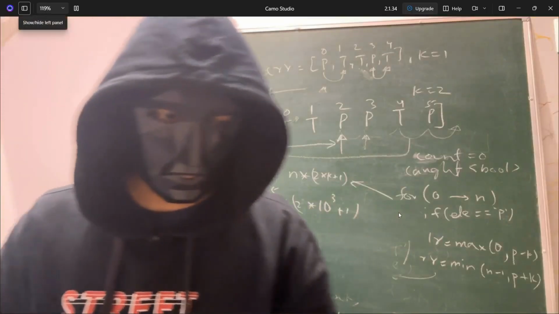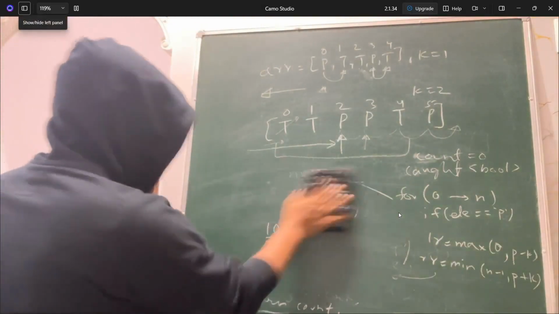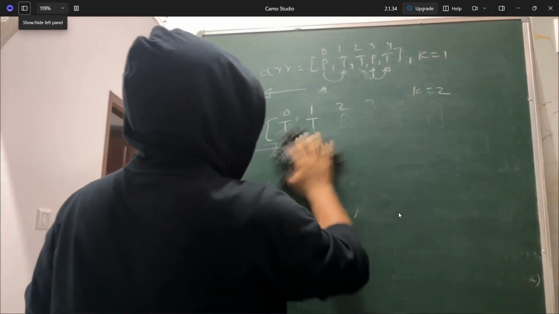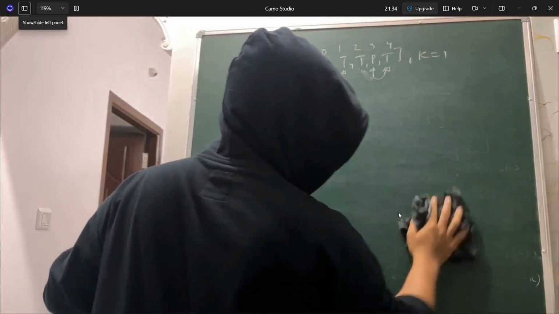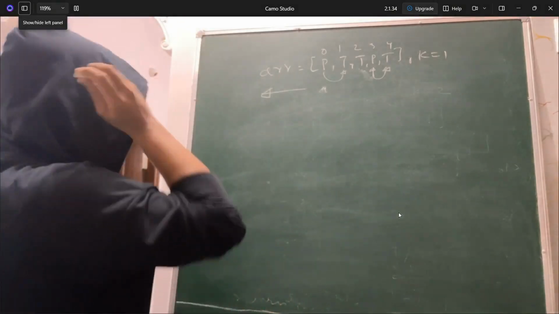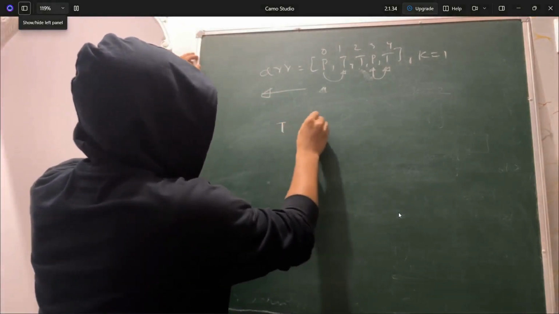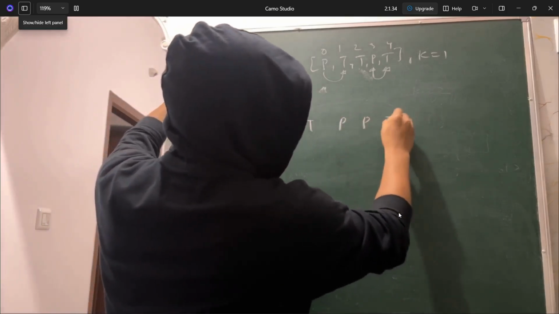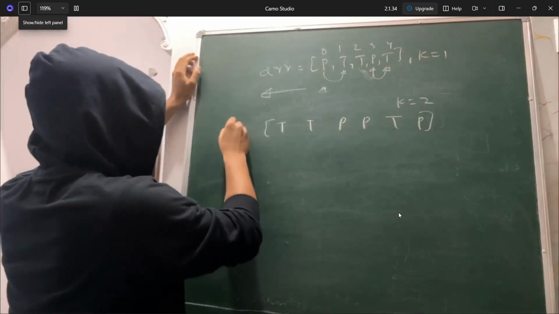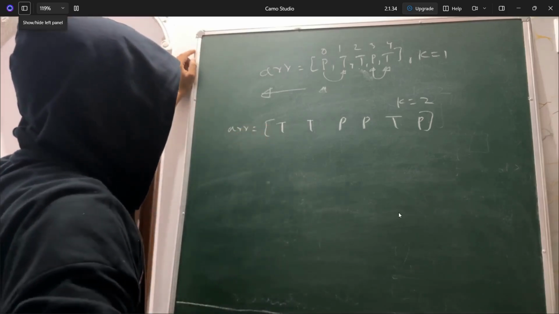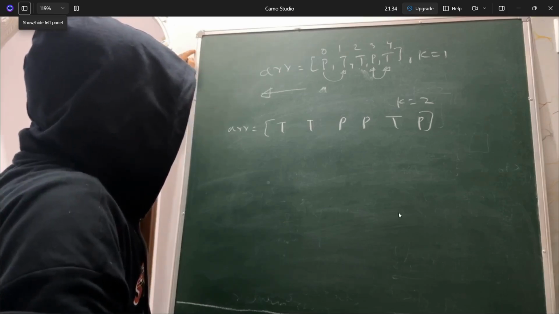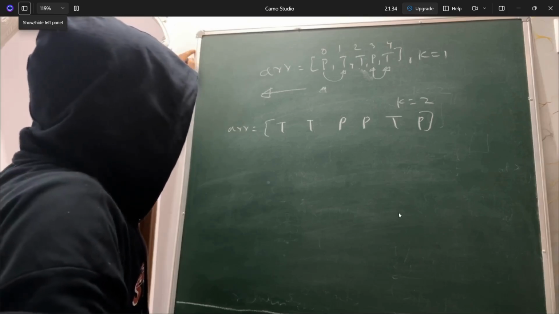In the previous video, one thing I stressed was that the police, whatever is there at the location, will try to catch the thief which is leftmost. So it was T T, P P, T P. This is the second example, K given was 2, and this is our array. In this video I'll be solving the optimal solution using 2-pointer. Why 2-pointer? I'll tell you.